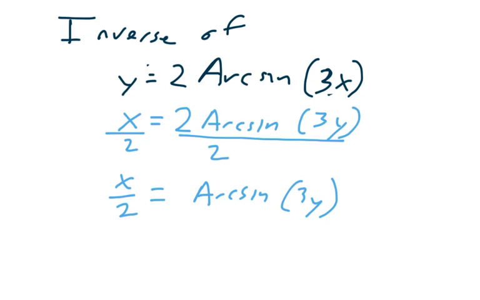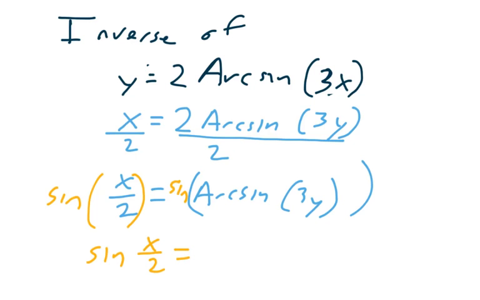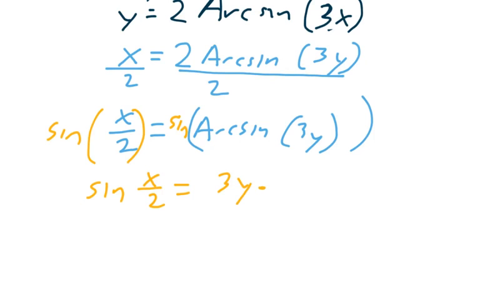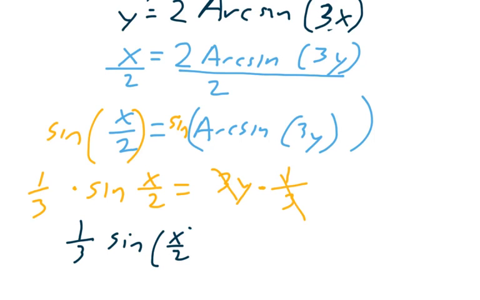And then here we have arc sine, which is the same thing as inverse sine. So what I'm going to do is I'm going to sine the right side. Well, whatever I do to the right side, I have to do to the left side. So I got the sine of x over 2 equals 3y. Now, normally I would say divide by 3, but to make it easier to look at, I'm going to say multiply by 1/3. So my answer turns out to be 1/3 sine x over 2 equals y.